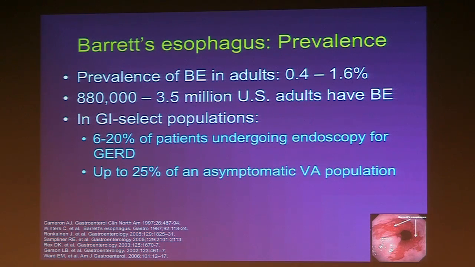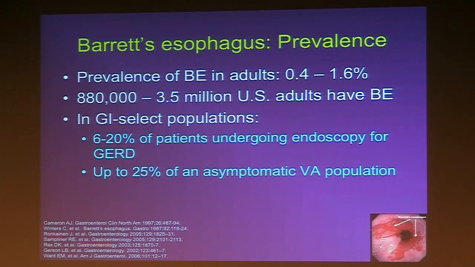So how common is this? Well, if you want an easy number to take away, it may be as high as around 1%. The studies always vary a little bit, but it's anywhere between about 0.5% and 1.5%, which means in a country of 300 million people, you're talking somewhere in the range of a couple of million people probably have this. In terms of select populations, there have been studies that looked at people undergoing endoscopy for heartburn symptoms and found that anywhere between 5 and 20% would have findings consistent with Barrett's.